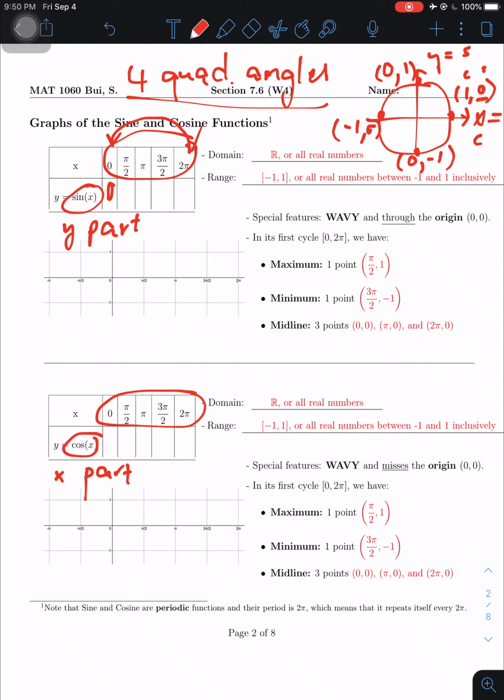Okay. And again, if you don't understand how we have these points, please let me know as soon as you can, before we have quiz 2 next Friday. Okay, so watch out for this one.